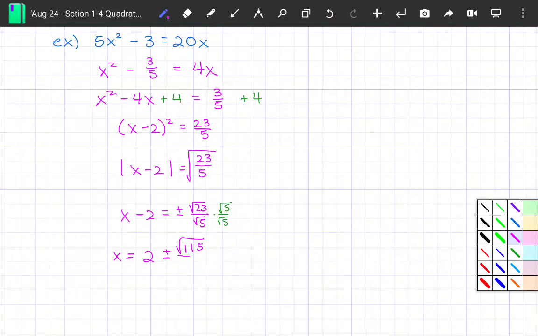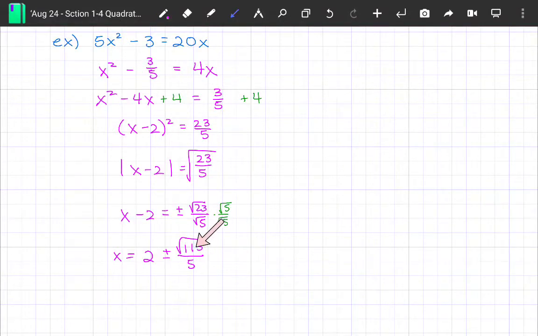And then on the bottom we have a plain old 5. And we know that this square root will not simplify because it came from 23 times 5. That's the prime factorization. There's no two of a kind of factors. So we know that this guy won't simplify.